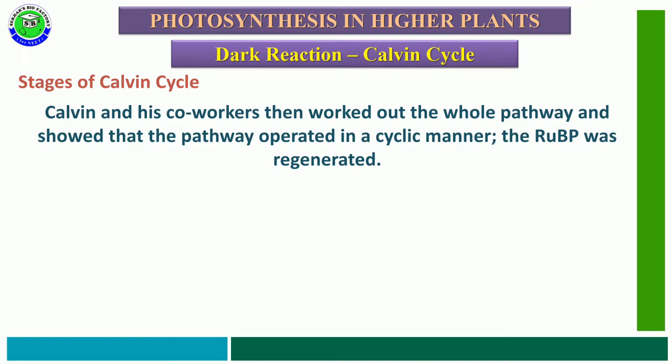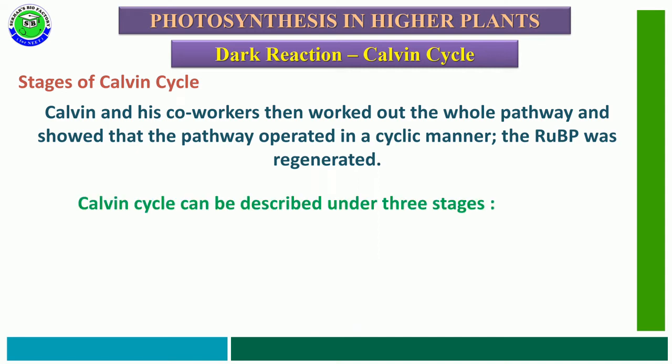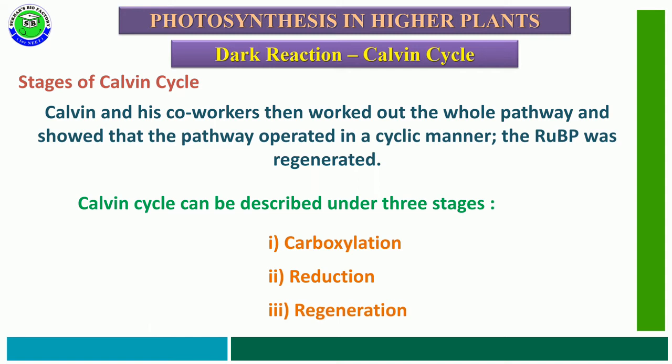Calvin and his co-workers then worked out the whole pathway and showed that the pathway operated in a cyclic manner, and this cyclic process was discovered by Melvin Calvin. That's why it is named the Calvin cycle, and RuBP is regenerated in this cyclic manner to continue the process of the C3 cycle or Calvin cycle. The Calvin cycle can be described under three important steps: the first step is carboxylation, the second step is reduction, and the third step is regeneration.